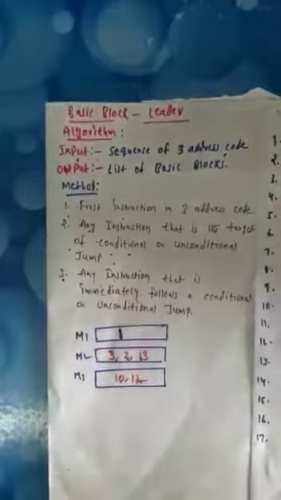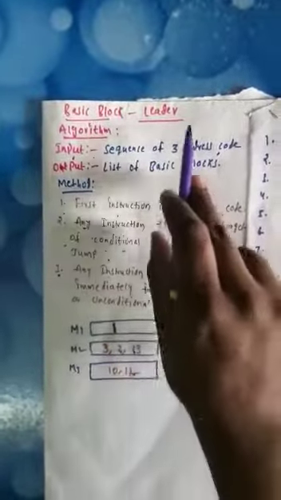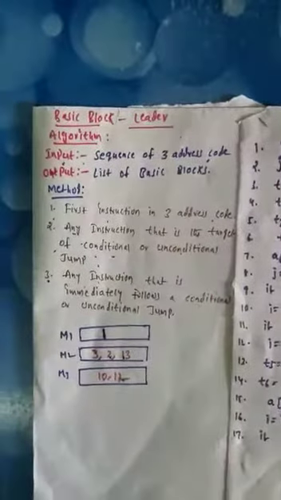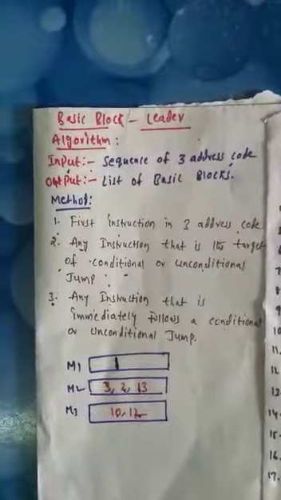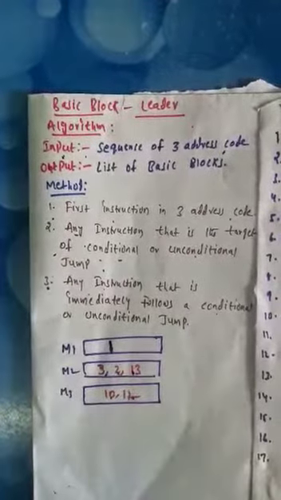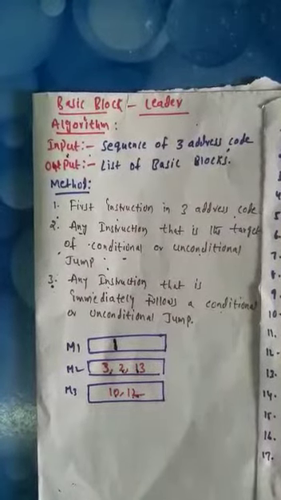In this algorithm, we have three different methods. The first method: the first instruction in the three address code is a leader. The second: any instruction that is the target of a conditional or unconditional jump. The third: any instruction that immediately follows a conditional or unconditional jump. These are the three methods used to find the leaders.